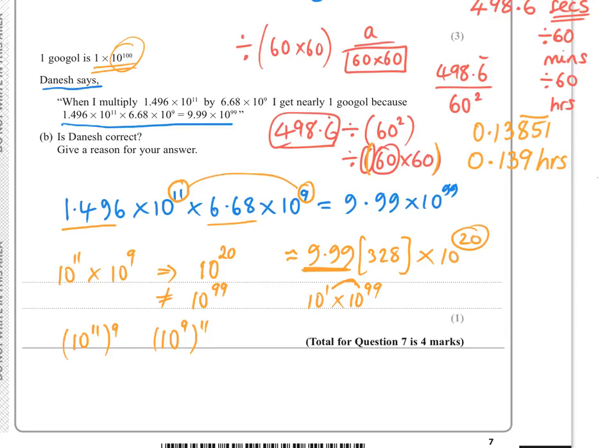So basically, you'd have a 20 here, not a 99, and it's only 1 mark. So be careful with these kind of questions. You really must try and show all the types of working that you can, because you can easily lose an odd mark here and there.